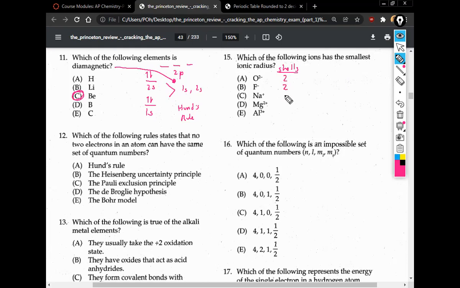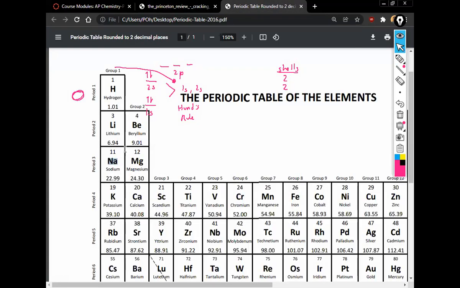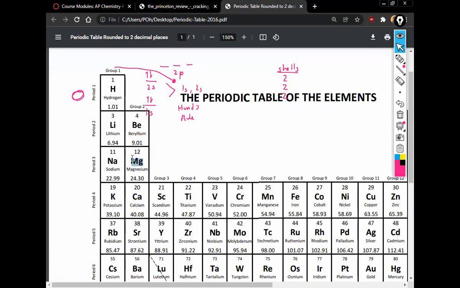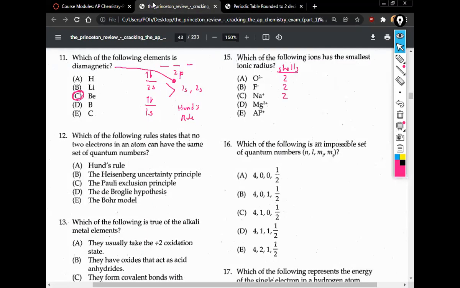What about Na plus? If we look at sodium, sodium has 3, but if I get rid of an electron, it's going to have 2. So Na plus has 2. Next we go to magnesium. Same thing, magnesium loses 2. How many shells will it have? 2. And what about aluminum? 2. Okay, so shells don't help us at all.